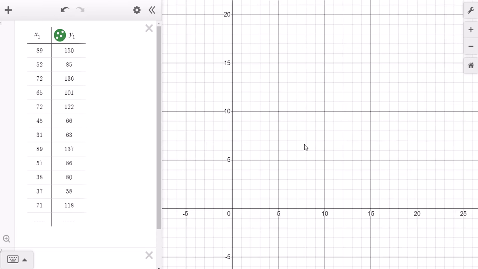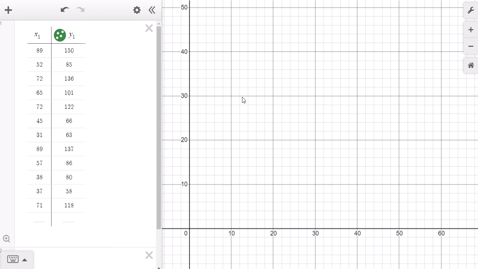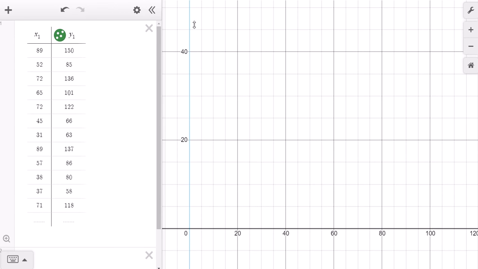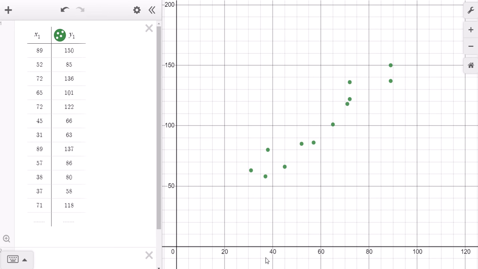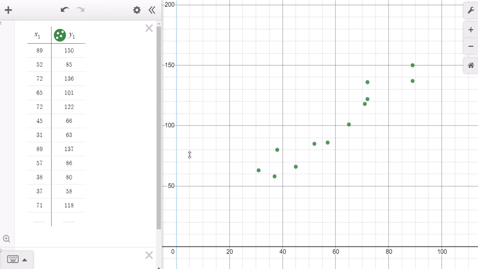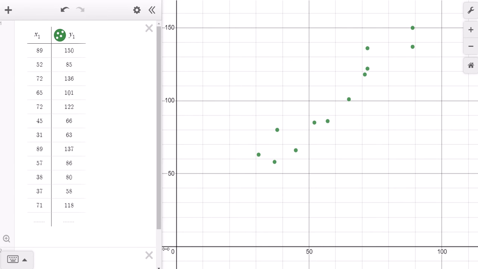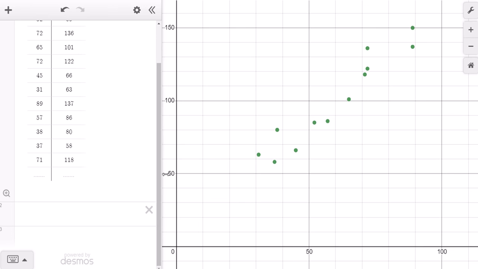If I want to go out and see these data points, I need to bring this down a bit. There they are. There's the data. So now I have a decent view of my data set, and I can see that definitely it's increasing. Just based on looking at this, a linear model wouldn't be inappropriate.